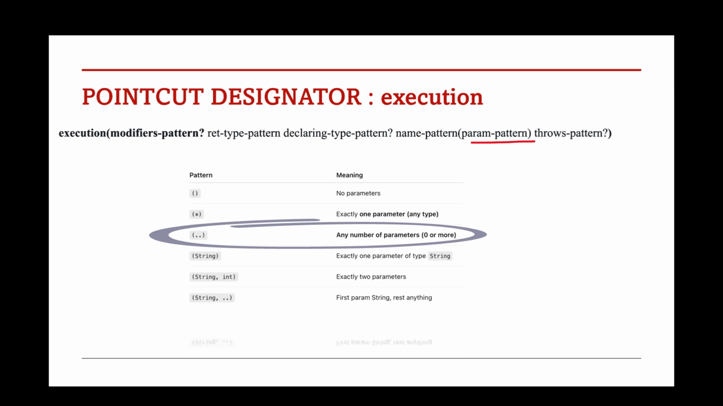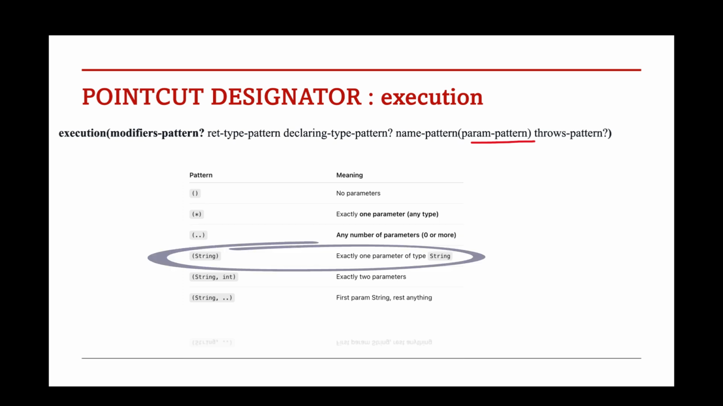Double dot means, match methods with any number of parameters of any type. Zero parameters, one parameter, ten parameters, all matched. This is the most flexible and most commonly used option. Specifying String means, match methods that take exactly one String parameter. No more. No less.